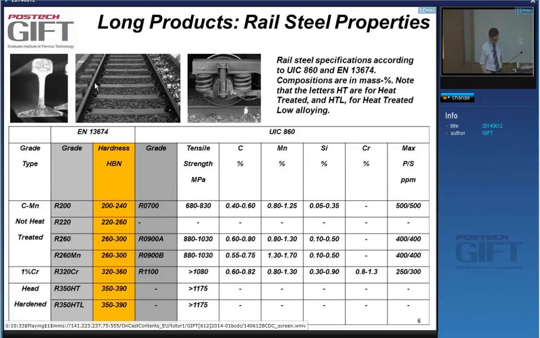But we have rails that we can harden in some way, partially, particularly what we call head-hardened rail, where the strength levels are higher than a gigapascal. Typical carbon contents here, around 0.5, 0.6, manganese, silicon, and then in the case of hardenable rails, you will have chromium additions.